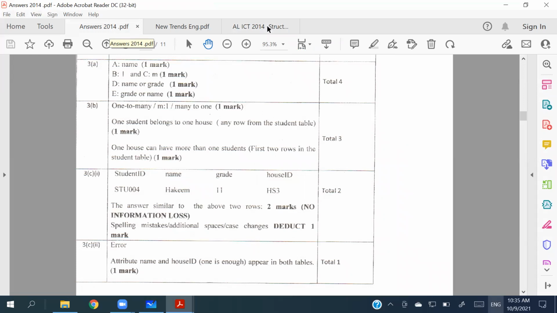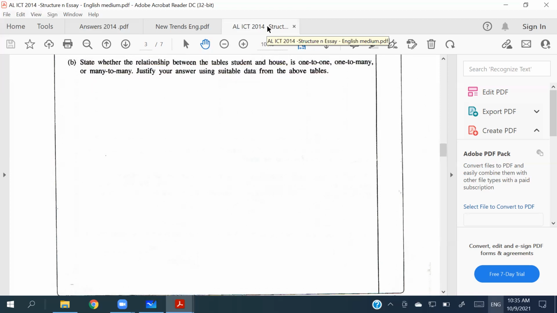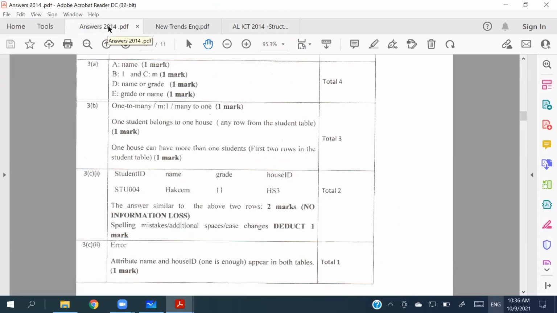Did I go to the C part straight away? No. So first of all, you have to tell this is 1-to-many relationship. Then you have to justify one student belongs to one house. So it says any row from student table. You have to draw that any row, one particular row, right? So then only you will be able to find 1 mark for that. And for house to student, one house can have more than one student, right? So definitely it's going to be first 2 rows in the student table.